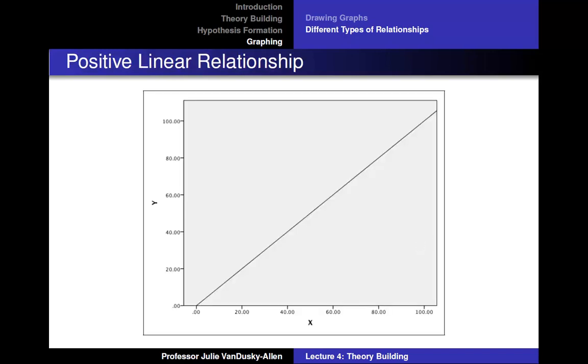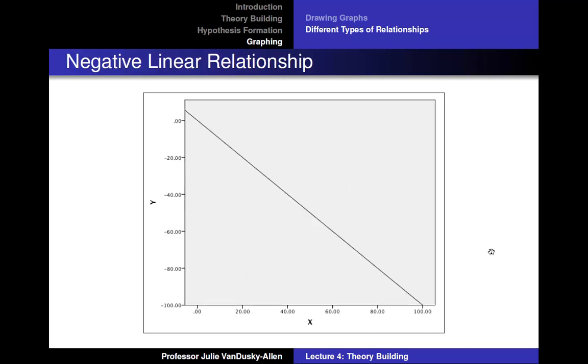As you can see in the slide, there is a positive linear relationship between the independent and dependent variables. As x increases, y increases at a constant rate. As you can see in this slide, there is a negative linear relationship between x and y. As x increases, y decreases at a constant rate.